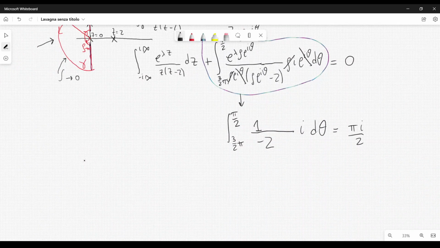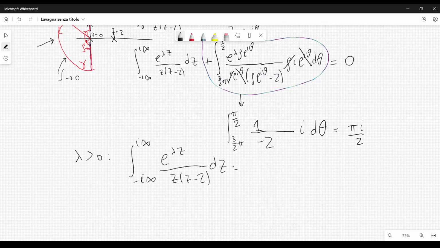Therefore, if lambda is positive, we get the integral from minus I infinity to I infinity of e to the lambda z divided by z minus 2 dz equal to minus pi I over 2.